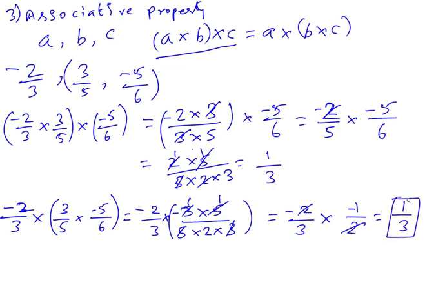So RHS also we got 1 by 3 and LHS also we got 1 by 3. So associative property under multiplication we have proved. So rational numbers are associative under multiplication.